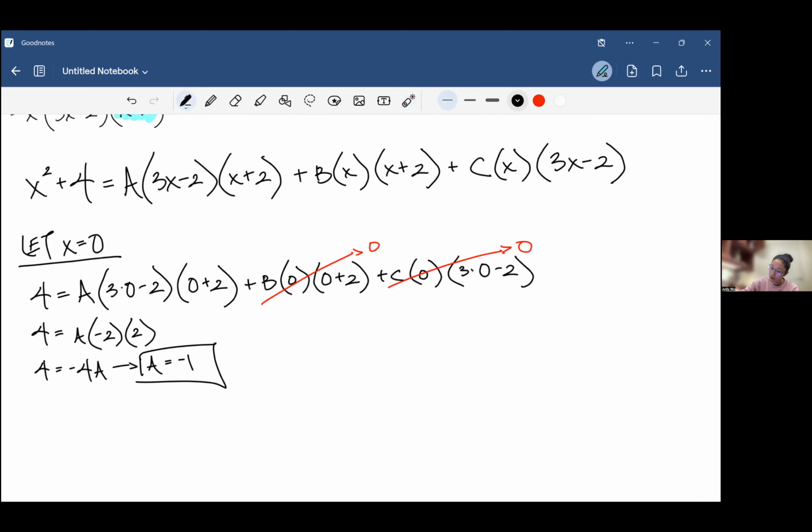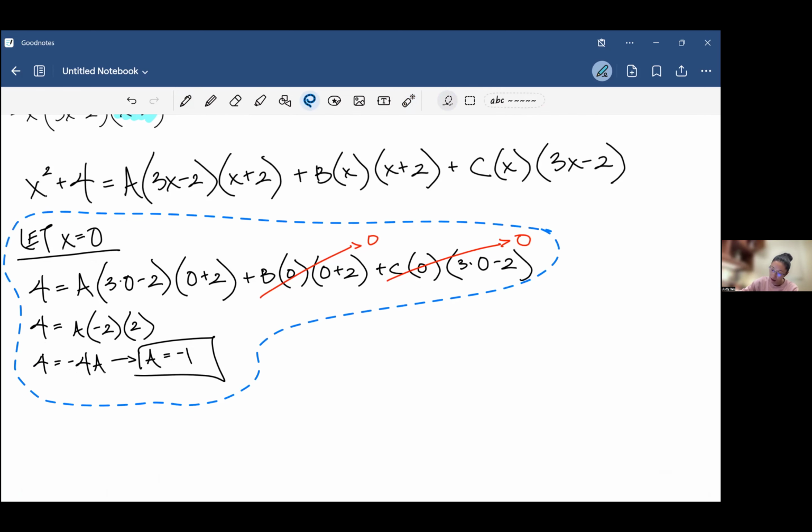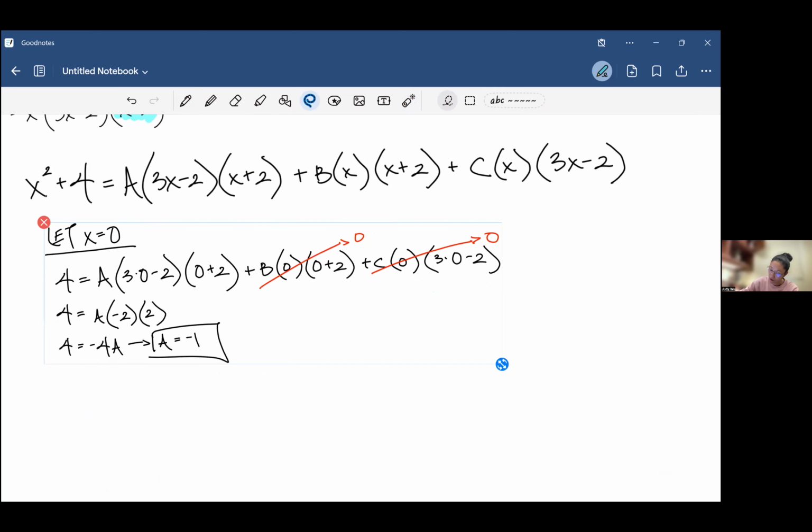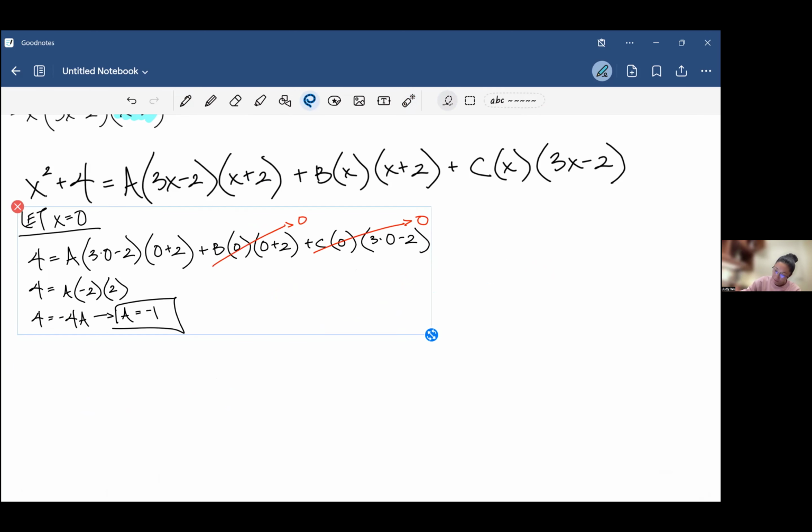Okay, now I think a really good thing to do would be to pause this video right here, just so you could practice finding those numbers and seeing what you get. All right. But for right now, let's keep moving. All right. Now I'm going to plug in x is negative 2 and kind of see what happens from there.